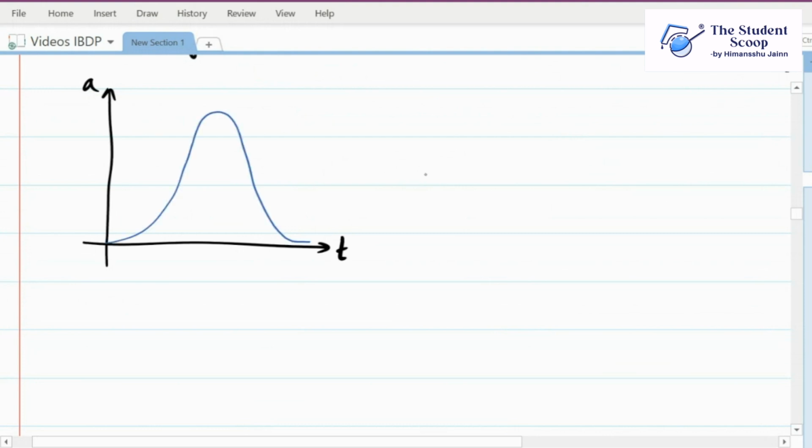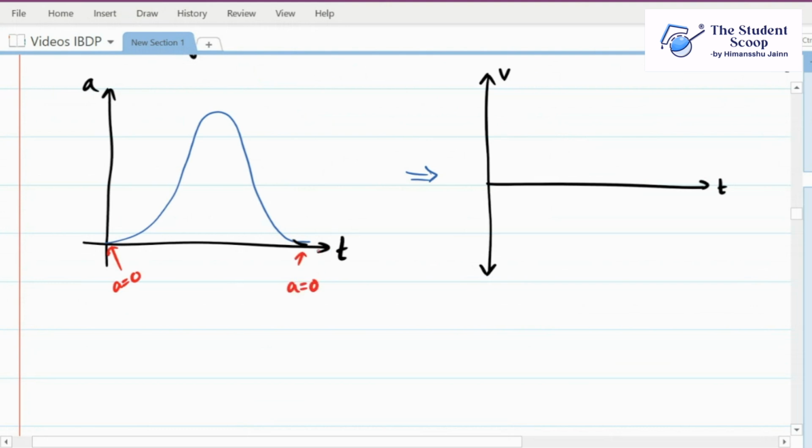Now we have to find the velocity versus time graph for this one. How do we find it? First we need to understand that the graph starts with zero acceleration. We have to look at different points. So this acceleration is zero. Graphs should have zero acceleration at the starting and end points, and maybe the maximum acceleration is also zero at the top, correct? No, acceleration is non-zero at the top, but it is maximum at the top.